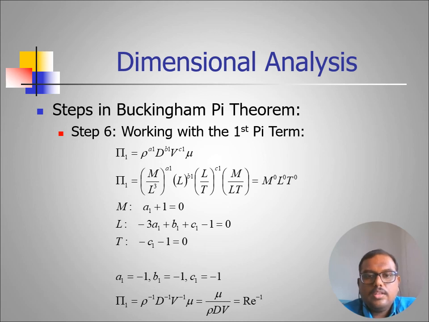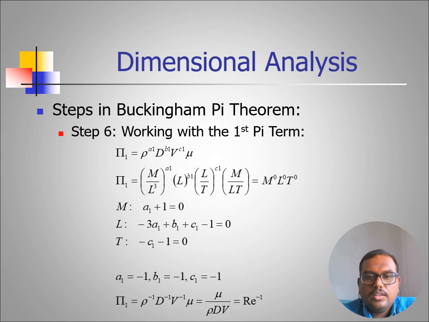The density, as we already know from the dimensional form group, is kg per meter cube, M by L to the power 3, to the power a1; diameter L to the power b1; velocity L by T to the power c1; dynamic viscosity M by L T. Here we are equating the powers on both sides. For M we get the equation a1 plus 1 equal to 0. For L we get minus 3a1 plus b1 plus c1 minus 1, which is equal to 0. Then we equate for T.